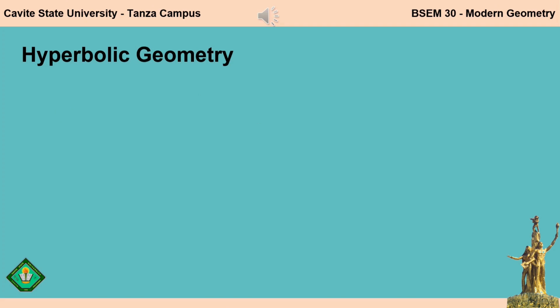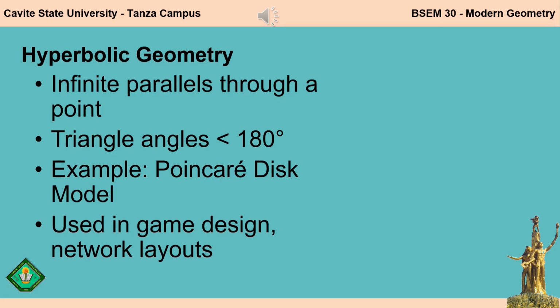Okay, now let's look at hyperbolic geometry. Imagine you're walking on a curved surface. If you pick a point and draw lines that don't touch another line, you can draw an infinite number of them. That's way different from the one-line rule in Euclidean geometry. Also, if you draw a triangle here, the angles add up to less than 180 degrees.